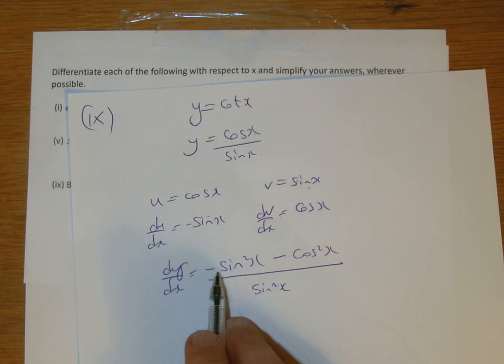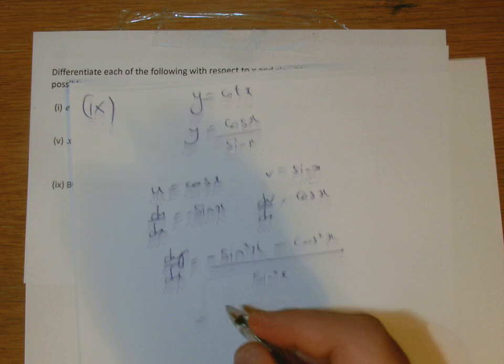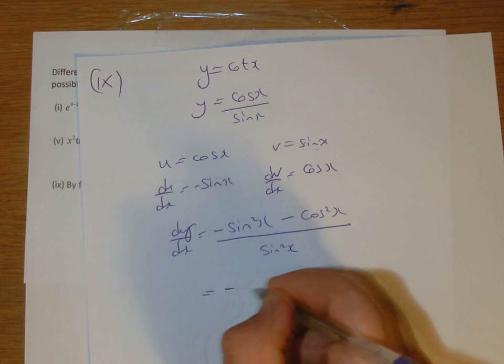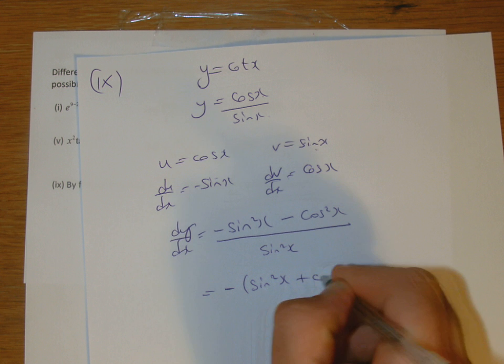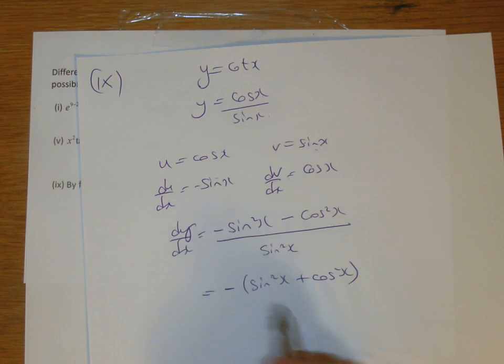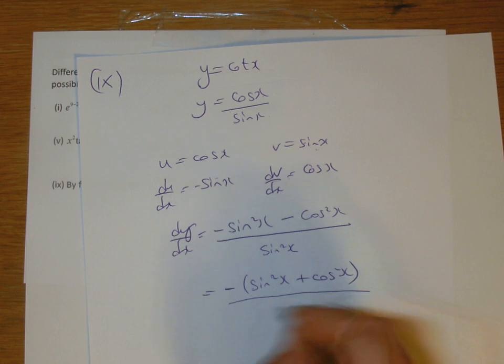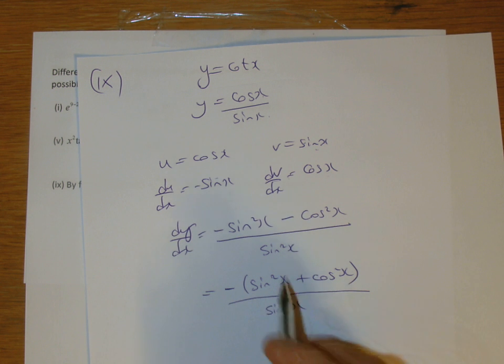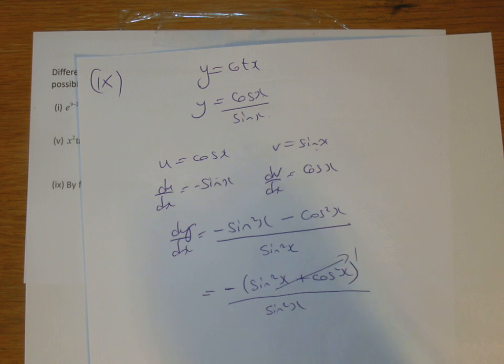What I'm hoping you notice on the top, you've actually got a common factor of minus 1, haven't you? You could write it like this. You could take out that minus 1, and then put it in a bracket like that. Nothing wrong with that. If you think about it, take the minus through, you're back to that. And what's great about this then is sine squared plus cos squared you know is 1. So that's minus 1 over sine squared x.